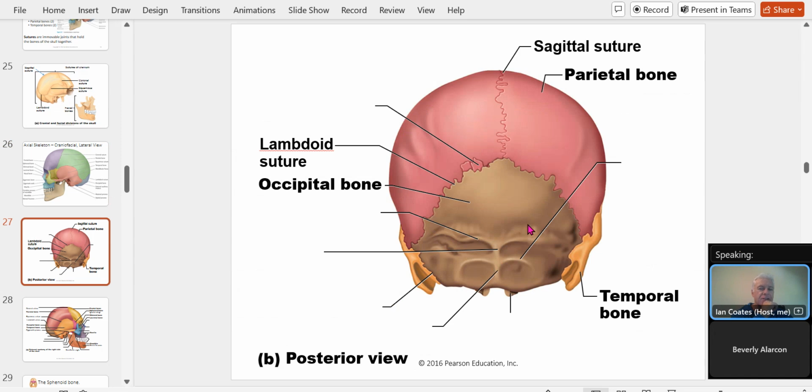Backside, just another shot there. There's your occipital bone in here. There's your parietal and your parietal. The front side there is your frontal bone, and then there's your two temporal bones at the side. You'll see all the sutures involved. The sagittal suture separates the one parietal from another parietal all the way down.